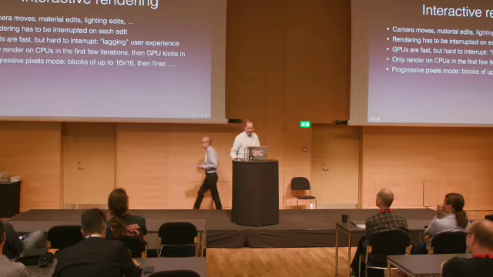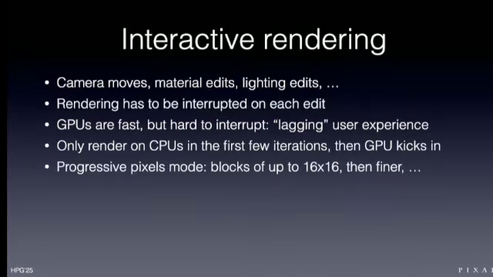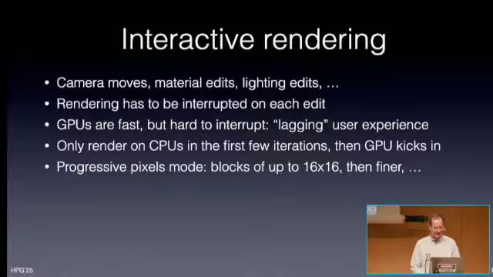Thank you, Julian. All right, so another interesting aspect is the interactive rendering with XPU. For example, the camera might move, we might edit the materials, edit the lights, change the texture maps, whatever. And during interactive rendering, it has to be interrupted every time we edit one of those things. And while GPUs are fast, that's great, but they are actually hard to interrupt, especially when we have those large shading groups of 500,000 points. And this can give a lagging user experience.